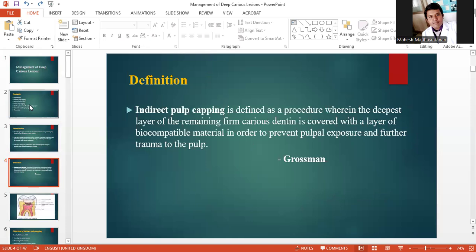Definition of indirect pulp capping. It is defined as a procedure wherein the deepest layer of remaining firm carious dentin is covered with a layer of biocompatible material in order to prevent pulpal exposure and further trauma to the pulp.